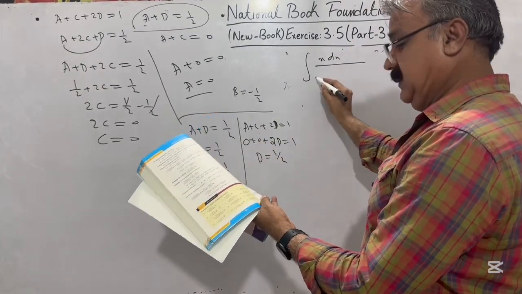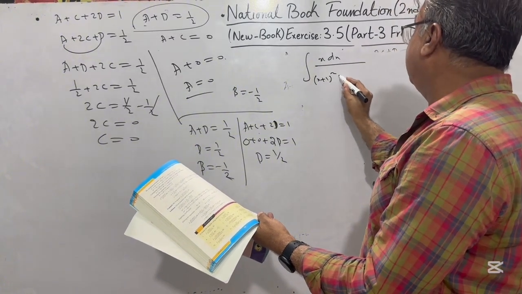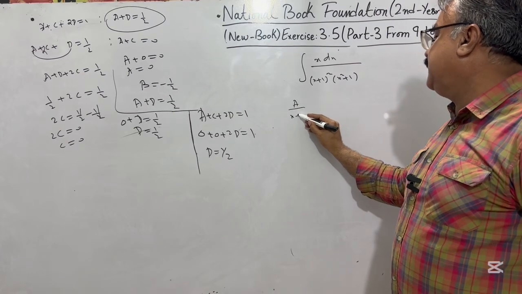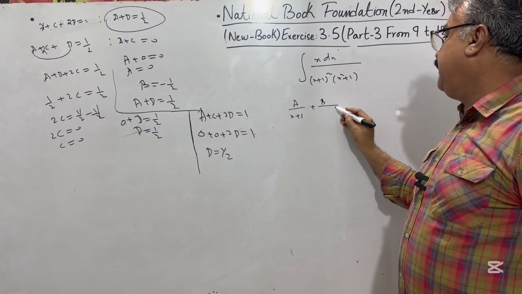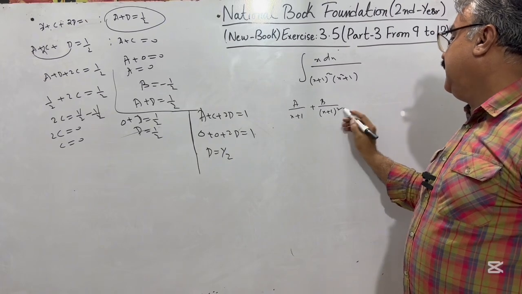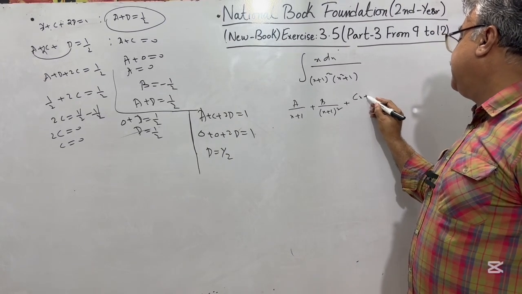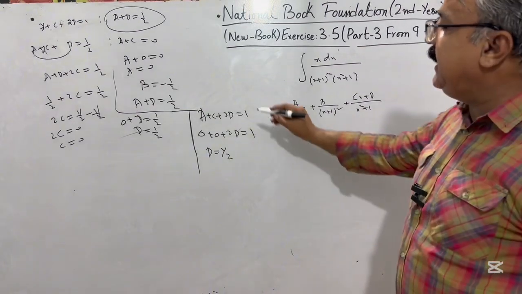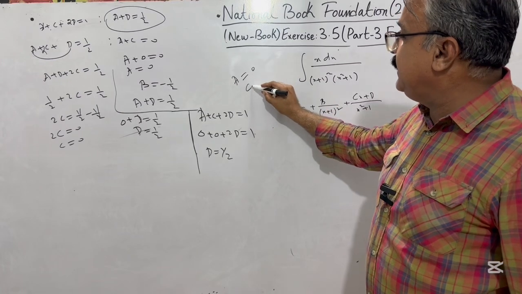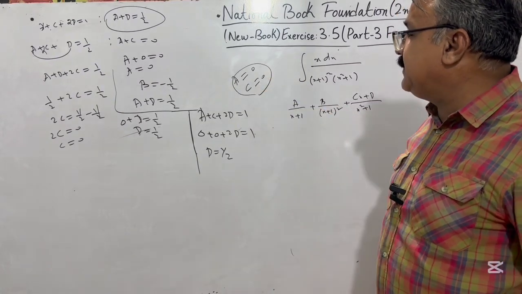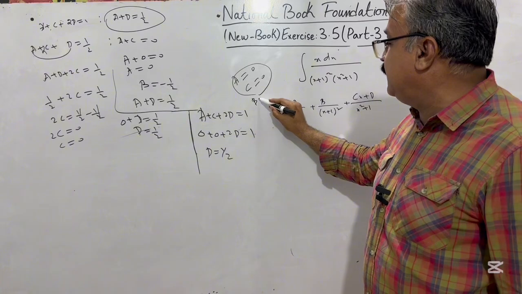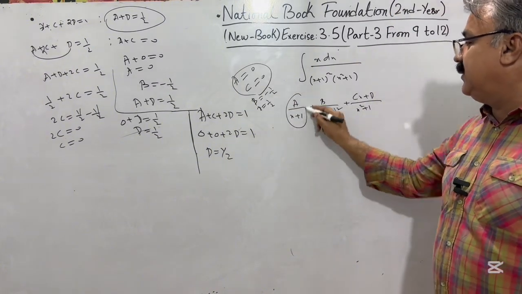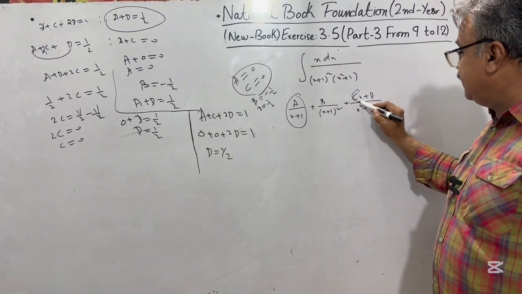Integral of x dx over (x plus 1) whole square times (x square plus 1). That is A over x plus 1 plus B over (x plus 1) whole square, the linear and repeated technique, and Cx plus D over x square plus 1. A is 0, C is 0, B is minus 1 upon 2 and D is positive 1 upon 2. Making life simple, putting these values and integrating. A is 0, no more. This C is 0, it is no more.